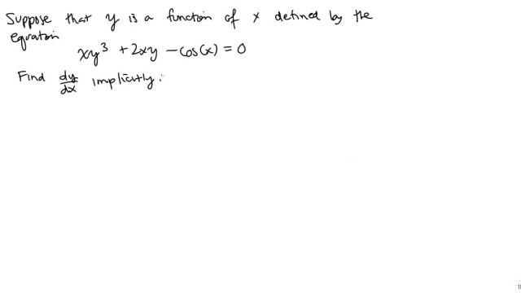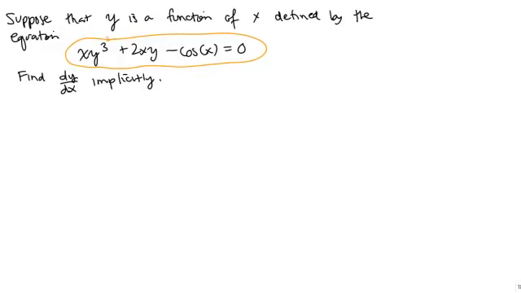So here's a blast from the past, an implicit differentiation problem from Calc 1. Suppose that y is a function of x defined by the equation xy cubed plus 2xy minus cosine of x equals 0. Find dy dx implicitly. Now remember what the basic idea of a problem like this is. You have an equation right here. And it is possible, if we had enough algebraic chutzpah, to be able to solve this for y and to differentiate it then. But a lot of times the equations are just too algebraically nasty.